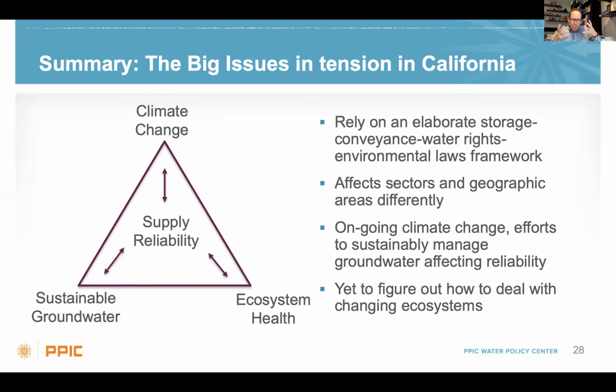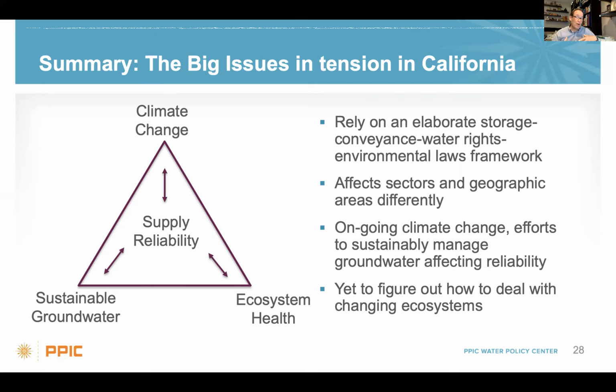It's all about supply reliability, okay? And we rely on a very elaborate storage, conveyance, water rights, and environmental laws framework. None of it's younger than 50 years old, and much of it is 100 years old. So it's pretty rigid and it's pretty fixed in place. And this affects different sectors and geographic areas differently, this water supply reliability question. But we are facing this ongoing change from climate, in which we now have a warmer climate, which is more volatile and has drier dries and wetter wets, which is affecting supply reliability.